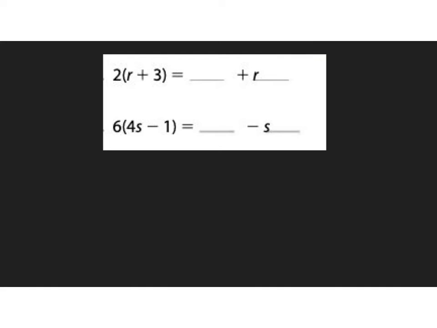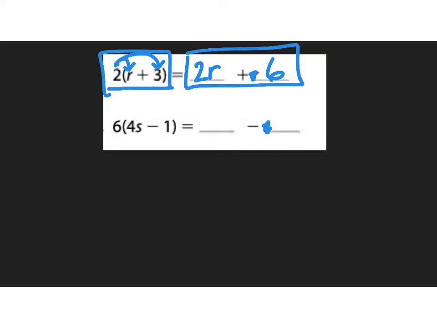Let's look at a couple more examples. So this one says 2 times the quantity r plus 3. I'm going to take these out because that's a little backwards to me, but 2 times r gives me 2r, and 2 times 3 gives me 6. These two expressions are equivalent.